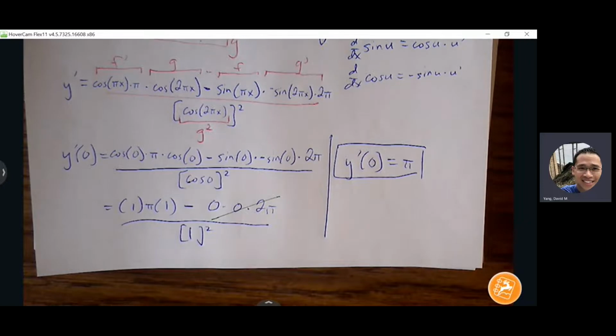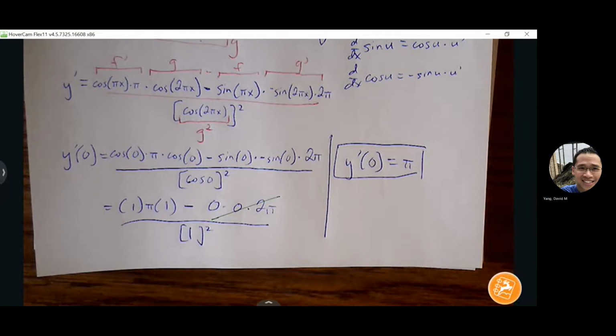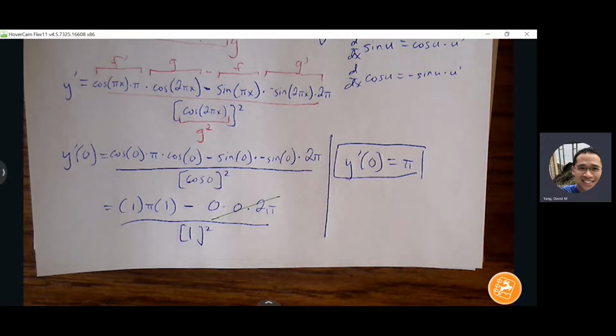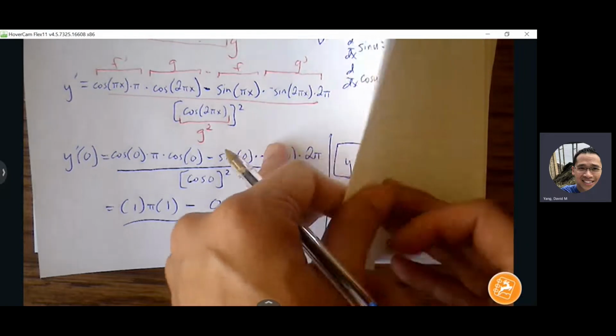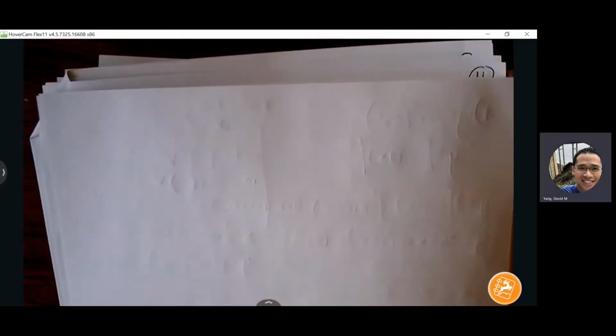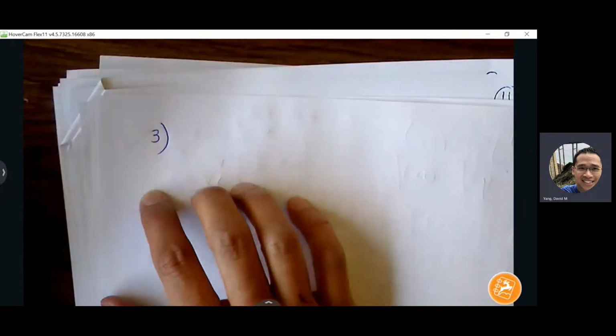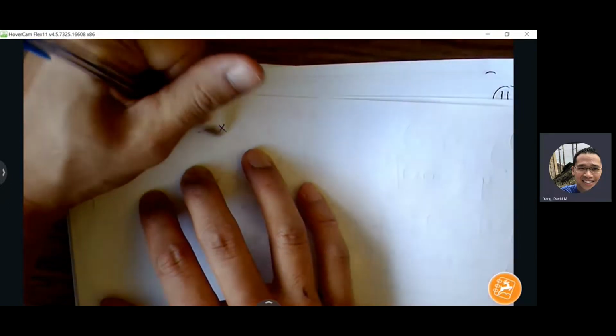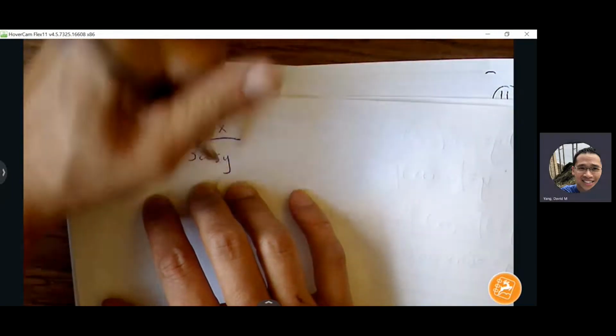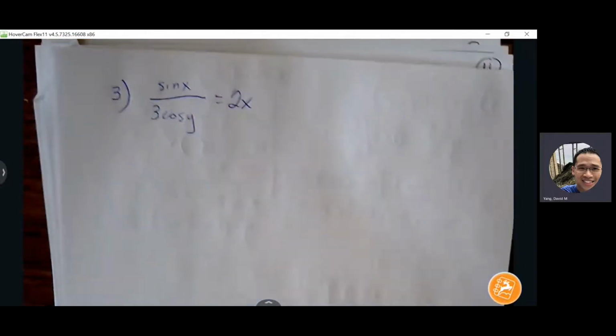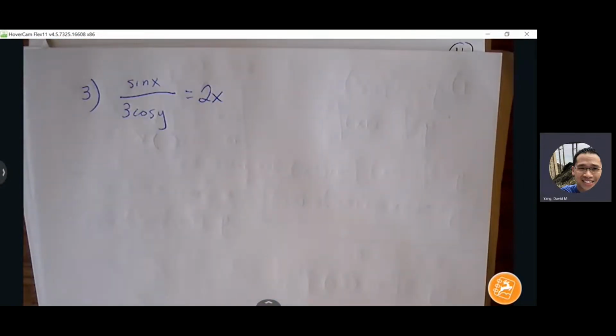All right, are we okay with number 2? Okay, take a look at number 3. Okay, no questions with 2, you guys okay? Number 3. Sine x over 3 cosine of y equals 2x. Find the derivative.